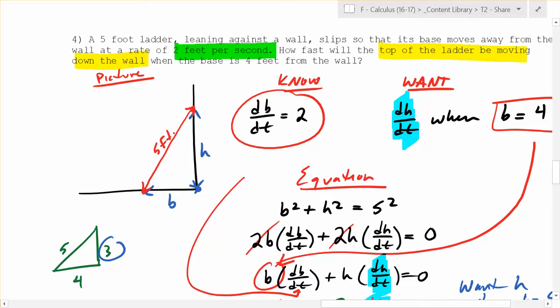But h will be shrinking, so dh/dt is going to be what? Negative.